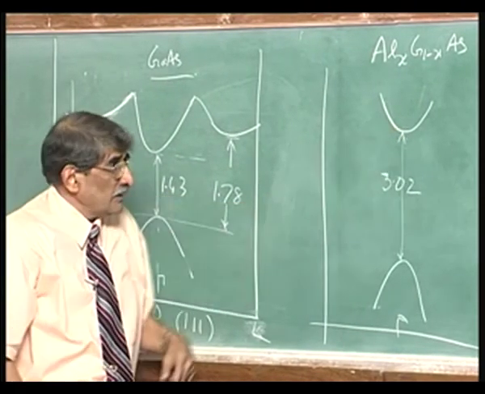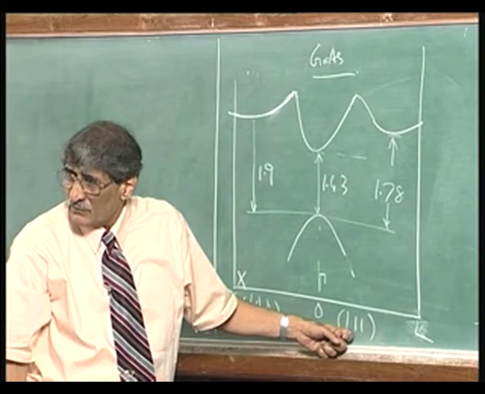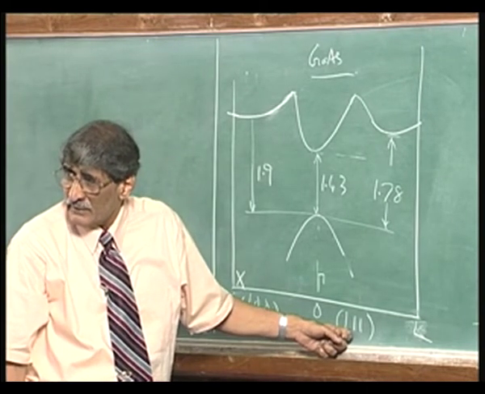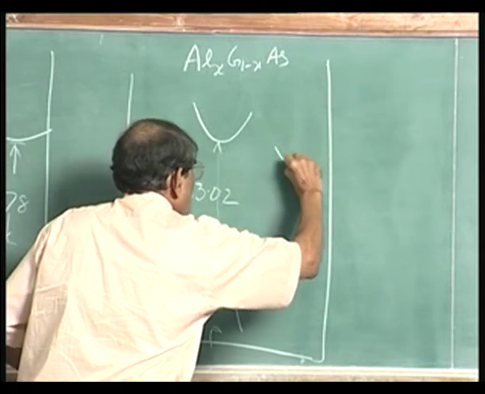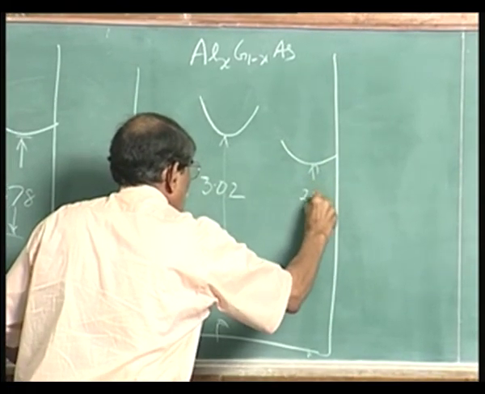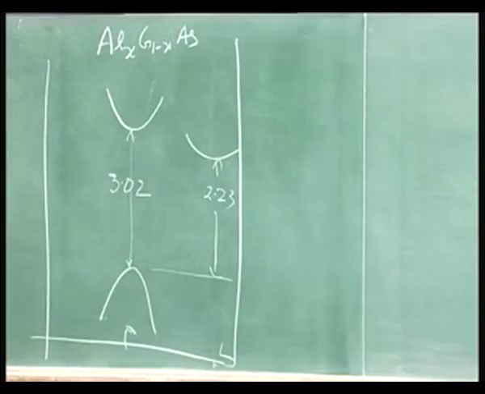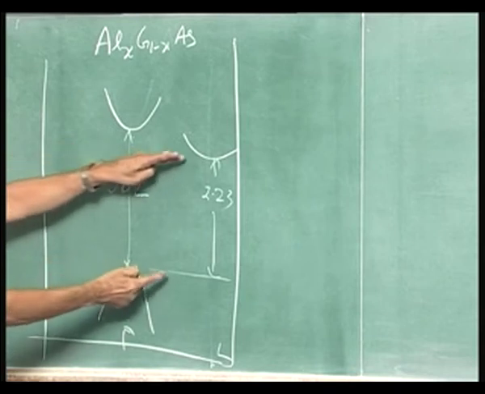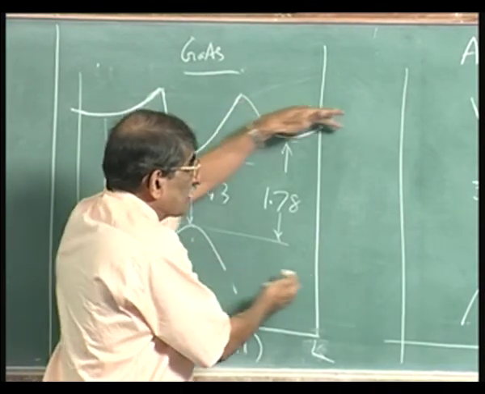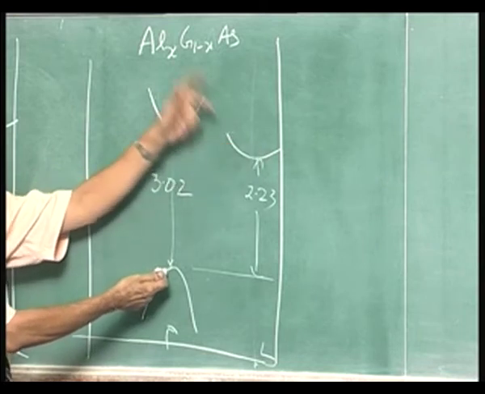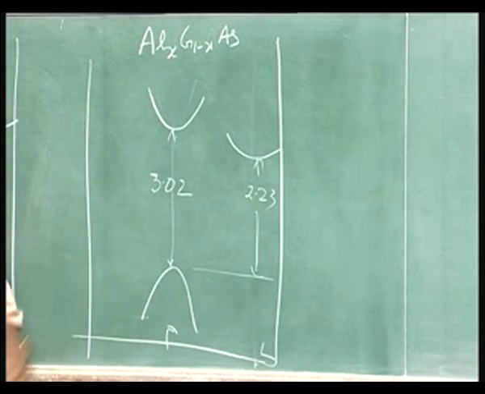Now, similarly, you will have along this 111 direction, that is the L direction, a band gap which is also indirect, but is about 2.23, something like that. That is actually L, that is the 111 direction. So, this will tie down to that. Whatever I have marked L corresponding to this gap will vary from 1.78 to 2.23 as I increase x. Earlier we used to plot it as a straight line, it is not really a straight line, it is slightly curved.